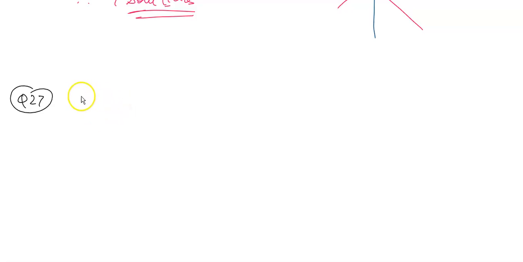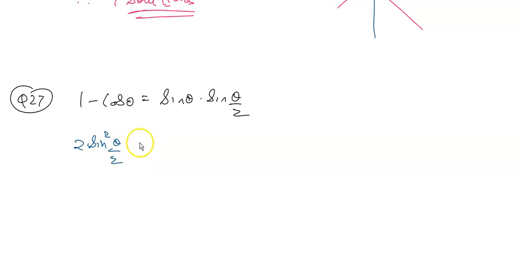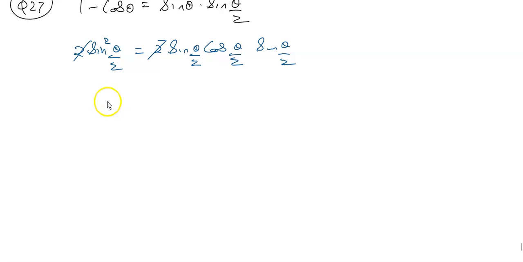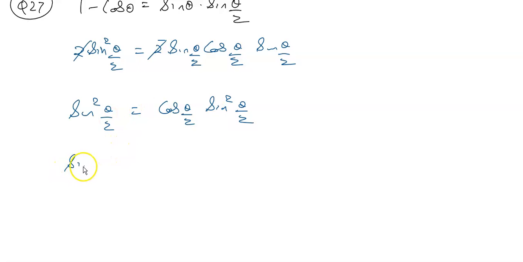The roots of the equation 1 minus cos theta is equal to sine theta into sine theta by 2. So 1 minus cos theta can be written as 2 times sine square theta by 2. This is equal to sine theta, which we can write as 2 times sine theta by 2 into cos theta by 2, and we have a sine theta by 2 already over here. Fine. So 2 and 2 we can cancel. So this is sine square theta by 2 is equal to cos theta by 2 into sine square theta by 2. So sine square theta by 2 can be taken common.